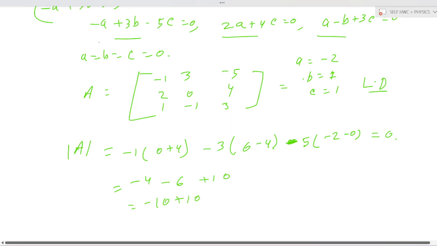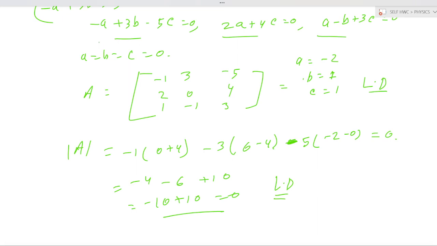Minus 10 plus 10 equal to 0. So it is linearly dependent. This question is very important.